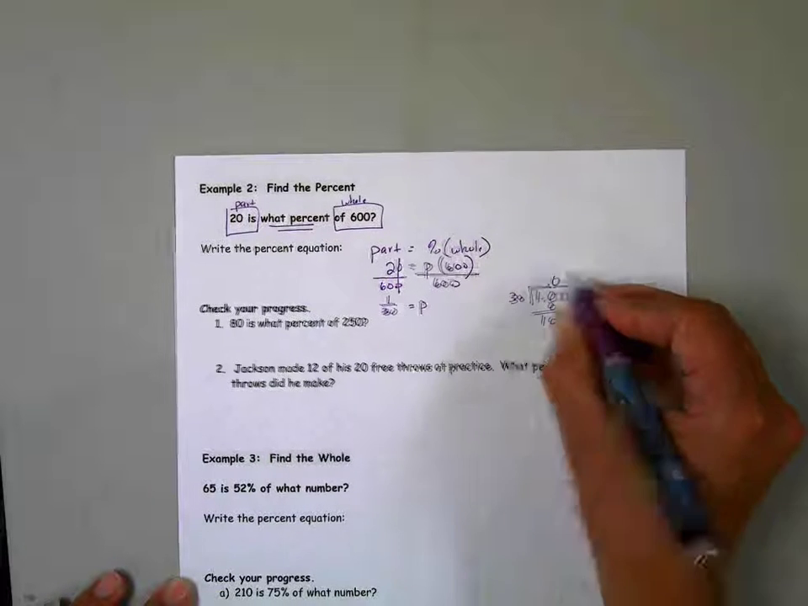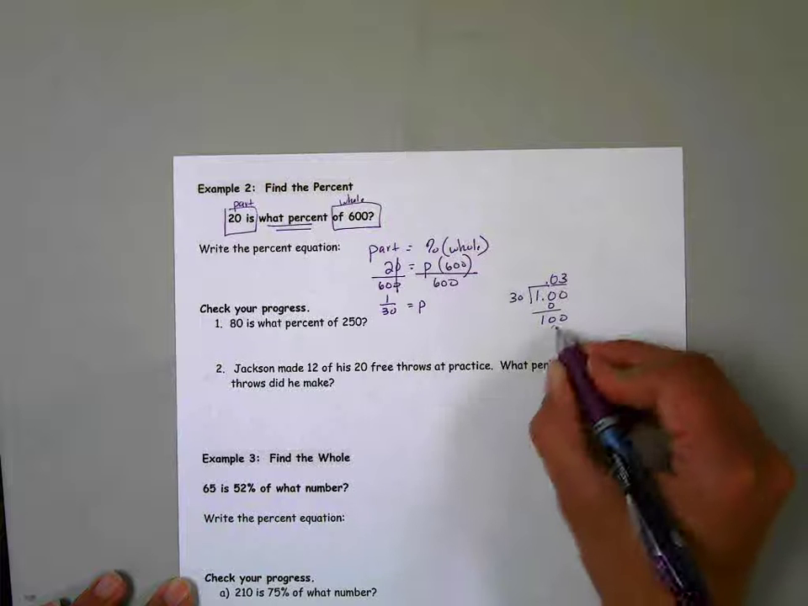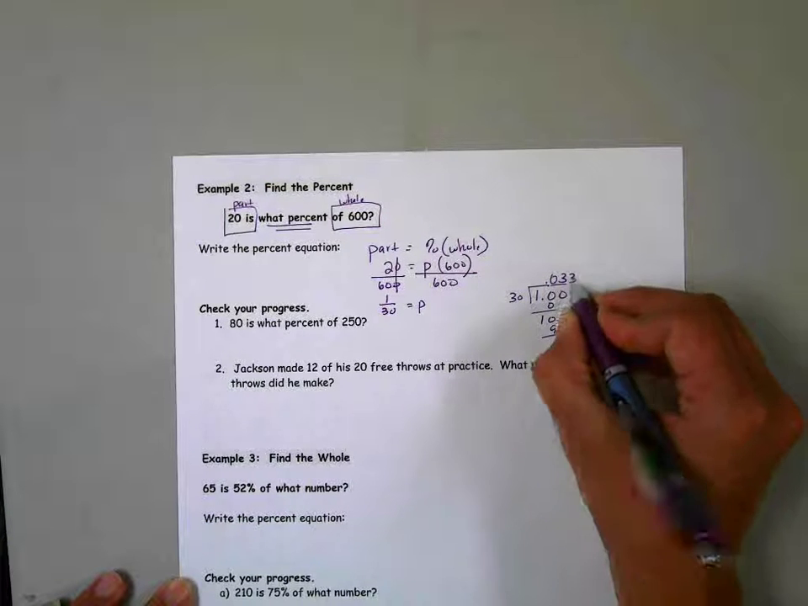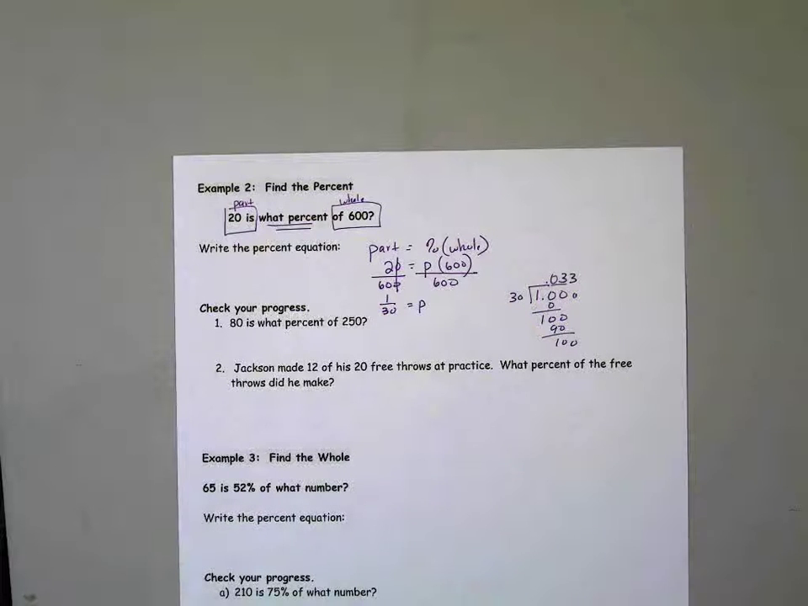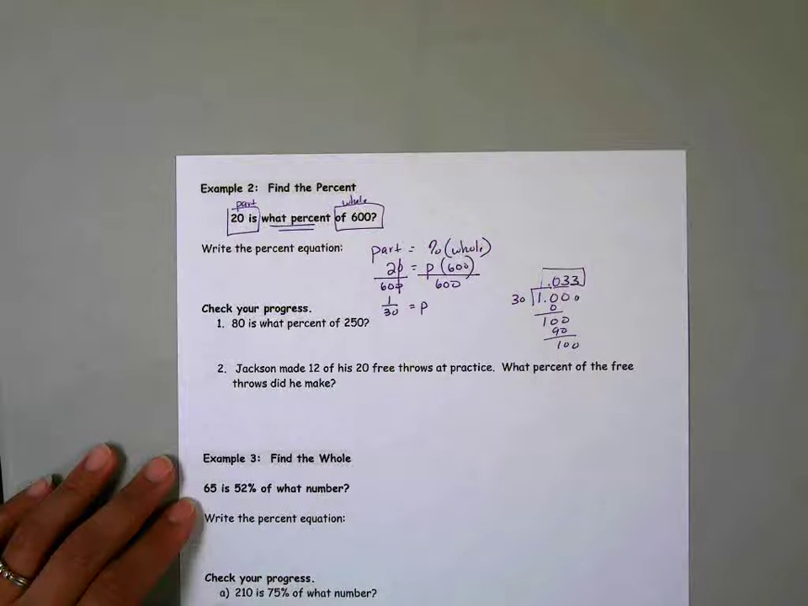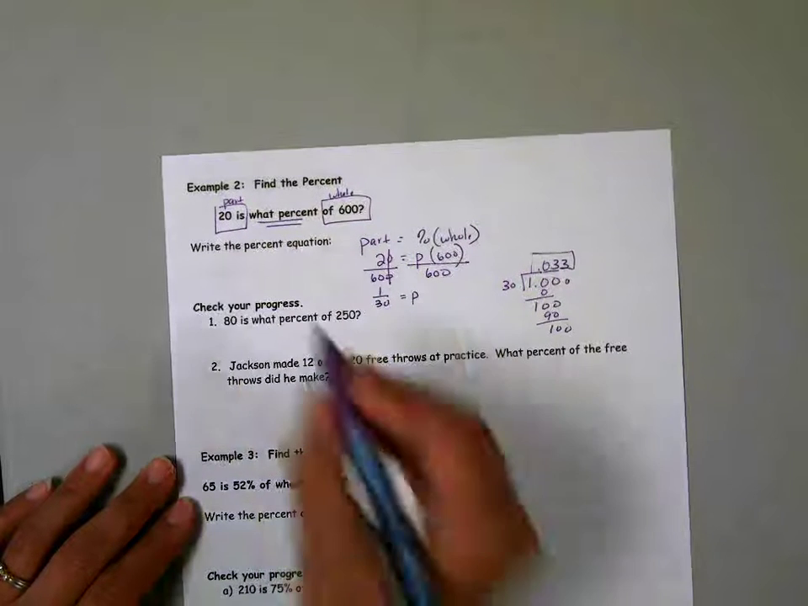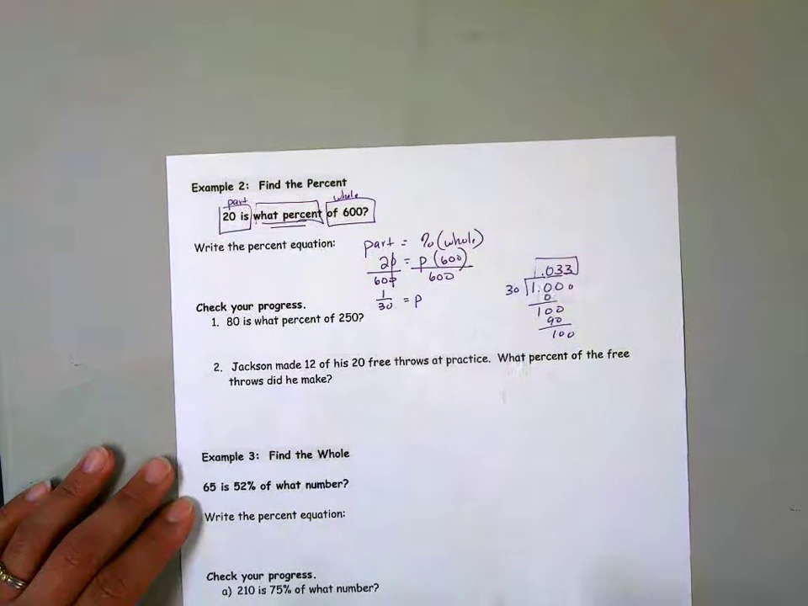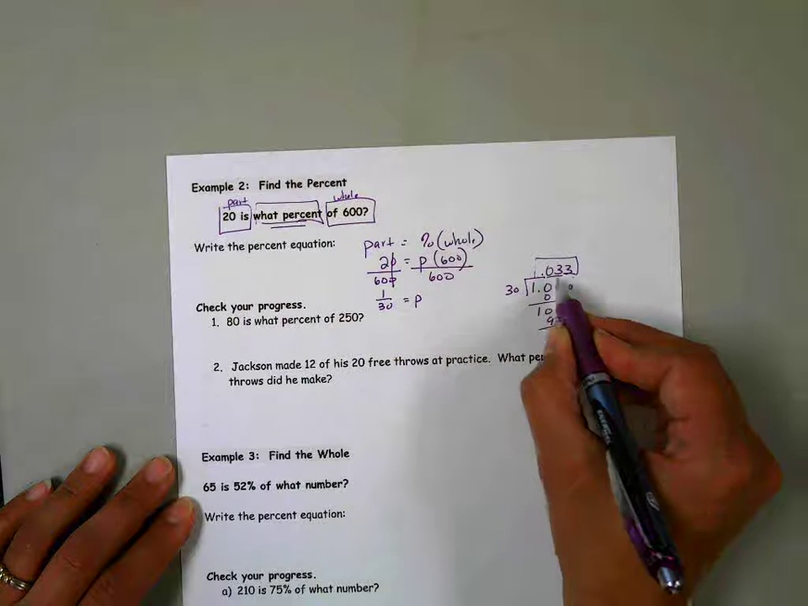And 30 goes into 100 3 times. That would give me 90. And here I'm going to have a repeating decimal. So I'm going to have 0.03 repeating. So I have a decimal, but I have to convert that to a percent because I'm looking for the percent. So don't forget to convert the decimal to a percent.